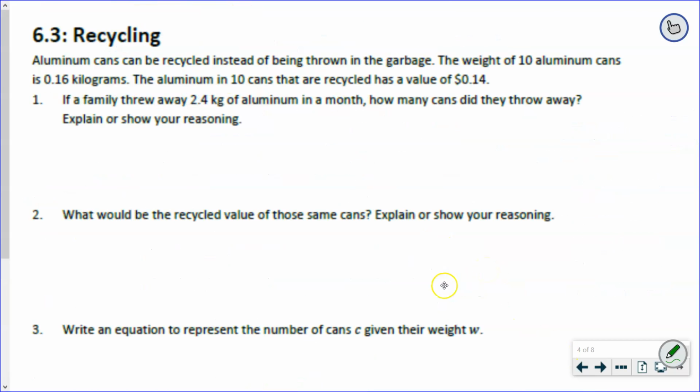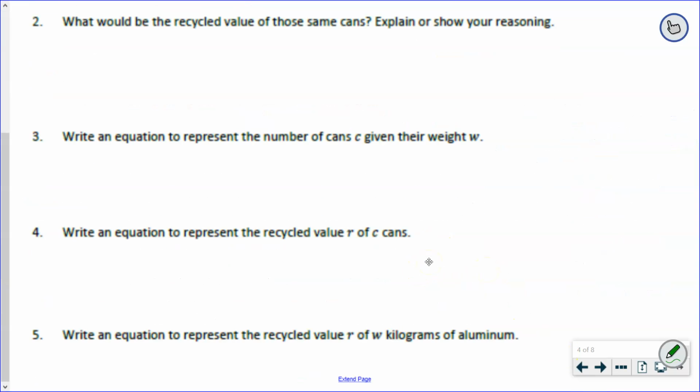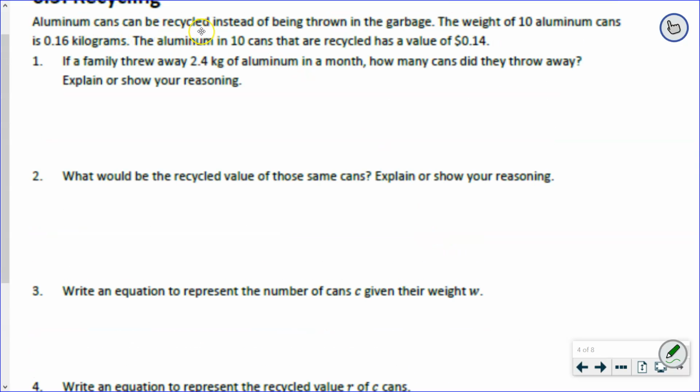So with that in mind, as I'm asking you to write an equation that represents the number of cans given their weight, we're looking for the cans and the weight. So I'd be setting up a little table with that information. It might look something like this. Cans and weight. There are 10 cans, and the weight of those 10 cans is 0.16 kilograms. So we're looking for a relationship here.